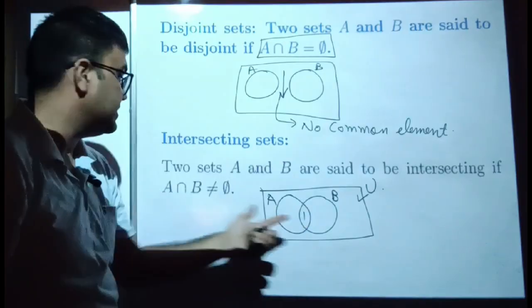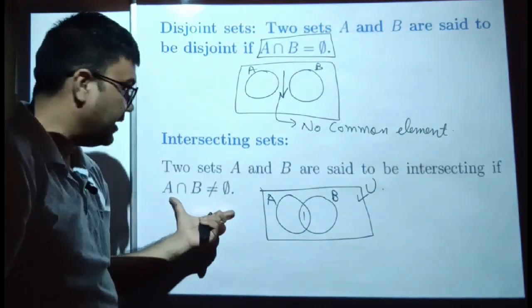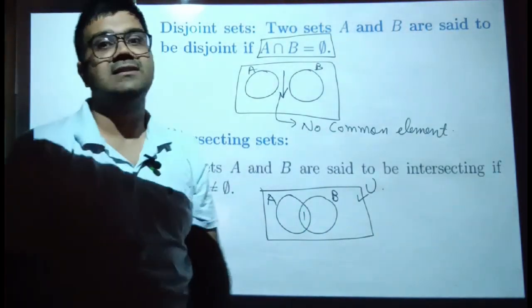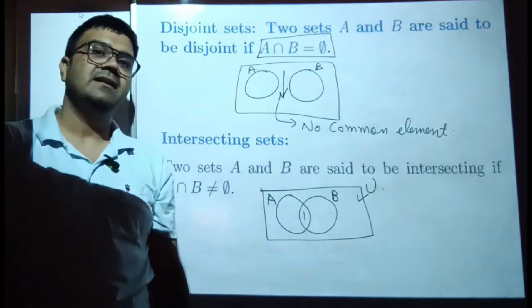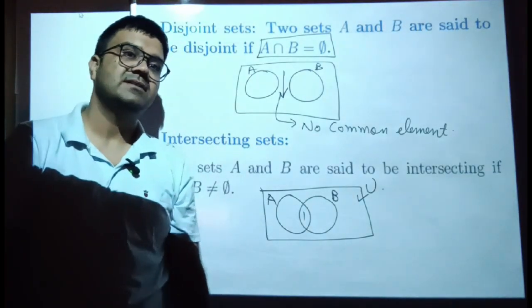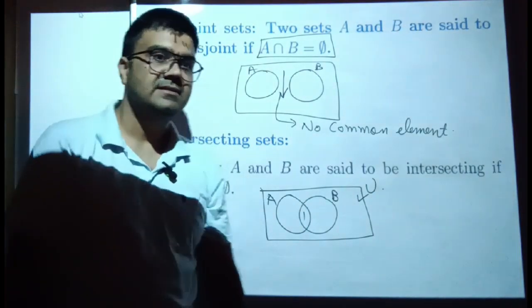If A intersection B is not empty, then we will say that these two sets are the intersecting sets.